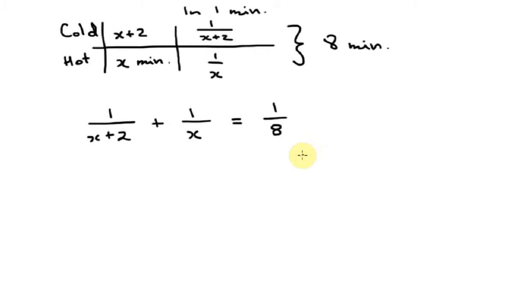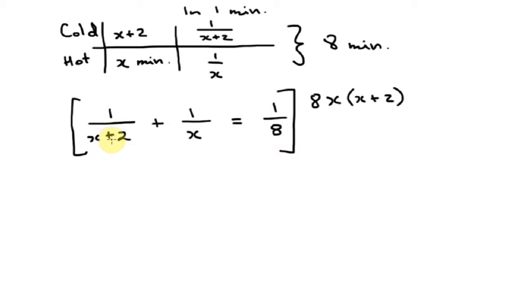Now I can just go ahead. The hard part is done. The thinking part is done. Now I just have to be very careful when I go to solve it. So I'm going to multiply to get rid of the fractions. I'm going to multiply by 8, because I have an 8 down here, and by X, and also by X plus 2. Okay, so that's what I multiply every term by.